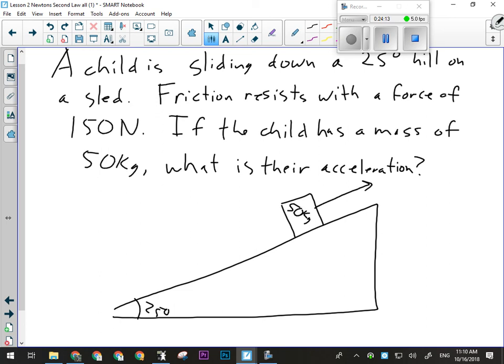All right, we have two forces that are contributing to the movement. We have F parallel and we have friction, right? That's it. Friction is resisting, F parallel is pulling them down the ramp or down the hill. So that means we need to calculate F parallel. So don't forget this internal triangle that we always use for that.